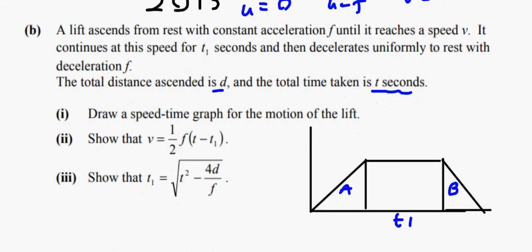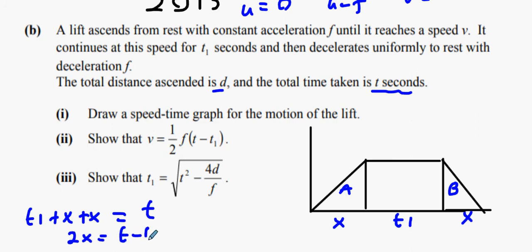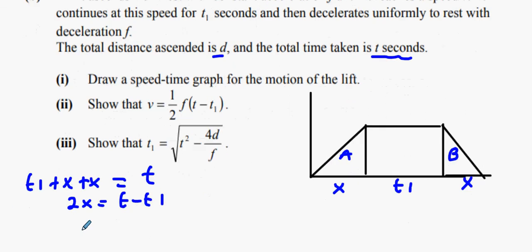So, if I was to say x, the two of these time frames are x, okay? I then say t1 plus 2x equals what? Total time, which would be t. And I get 2x equals t minus t1. And then what can I say about x? t minus t1 all over 2. Is that right? So what can I do down here then? Just replace them with t minus t1 over 2.